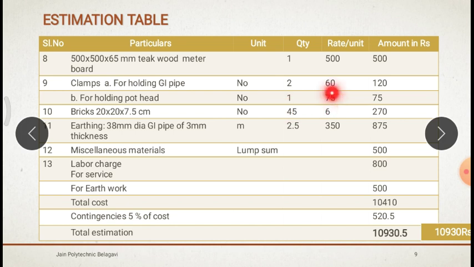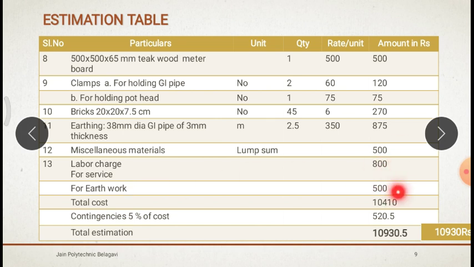Clamps for holding GI pipe, 2 we require. For 1 clamp 60, 2 clamps 120. Holding pot head, that clamp is different. Then 1 clamp 75 rupees. So 1 only we require, so 75. Bricks 6 rupees each brick, so 45 into 6, 270. Earthing pipe again 350 rupees for 1 meter GI pipe. We require 2.5, so you have to write total 875. Miscellaneous material 500 rupees and labor charge 800 rupees.